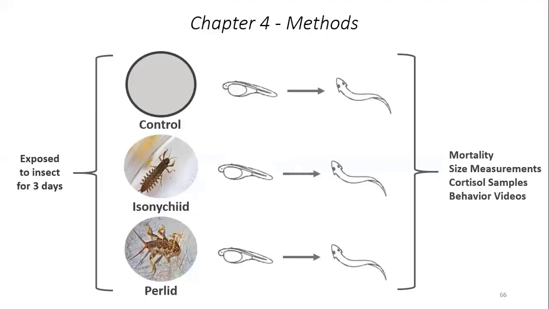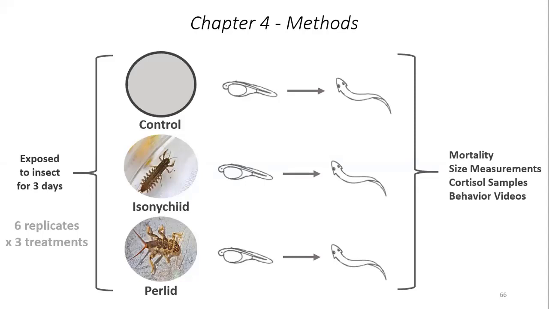So I set up an experiment where I exposed free embryos to an insect treatment for 3 days. And the control treatment had no insect. And then in the isonychiid treatment, I had 6 replicate tanks, each containing 25 free embryos, and then into each one I put 4 isonychiids. So the sturgeon and the aquatic insects were allowed to just freely interact for those 3 days. And then in the perlid treatment, I had the same setup with 4 perlids per tank. So I had 6 replicates for each of these 3 treatments, and these all represented one family.